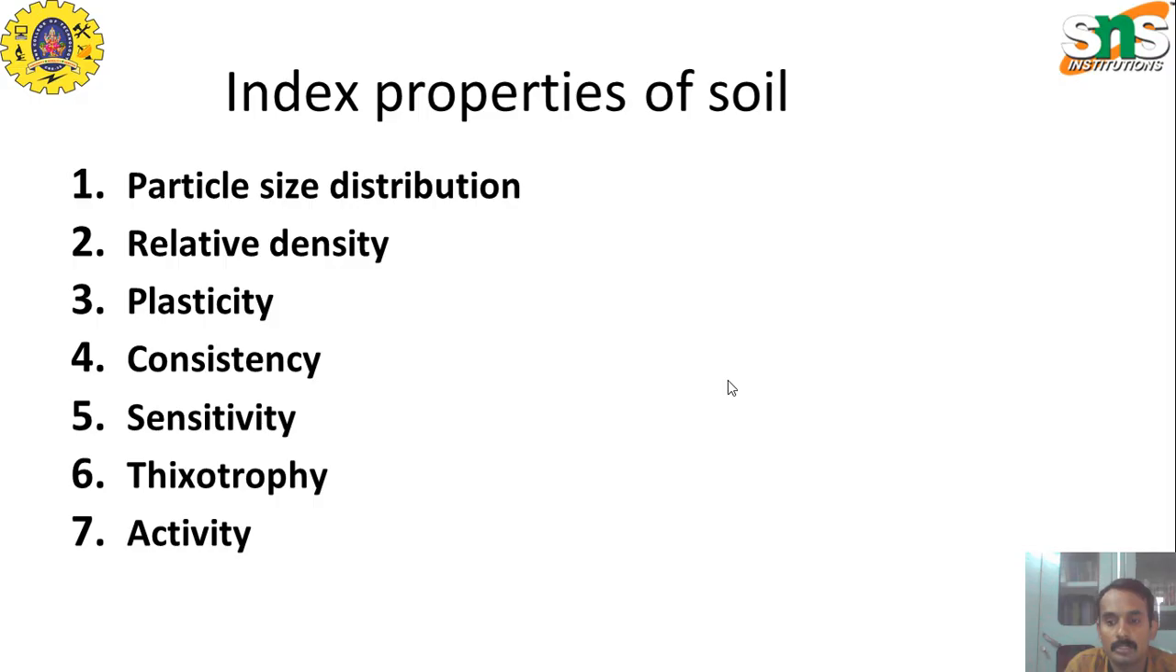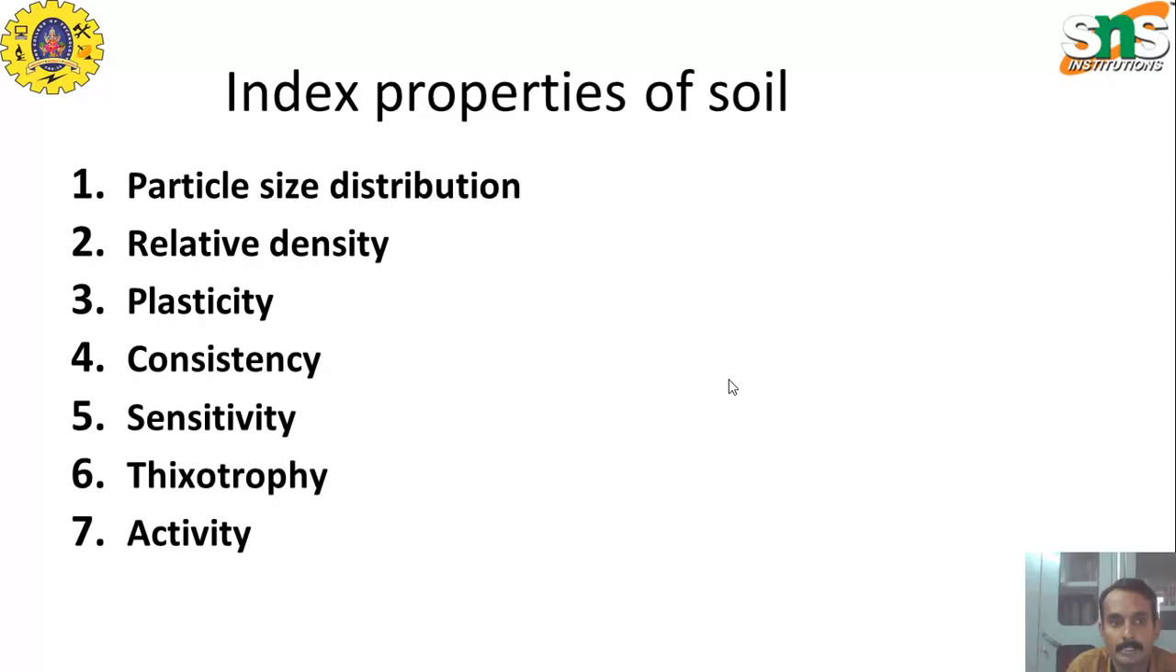As we all know, soil is classified majorly into two different groups. One is fine-grained soil and the other is coarse-grained soil. Coarse-grained soil represents the cohesionless soil in which there is no intermolecular attraction between the soil particles. And fine-grained soil represents cohesive soils in which there is intermolecular attraction between the soil particles on reaction with water.